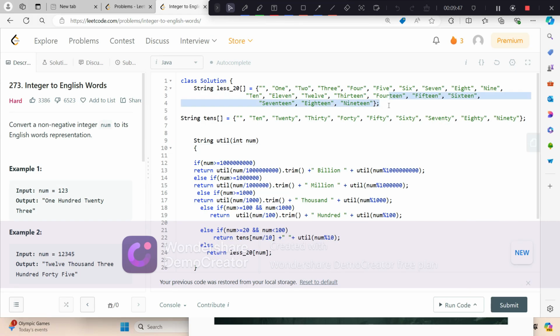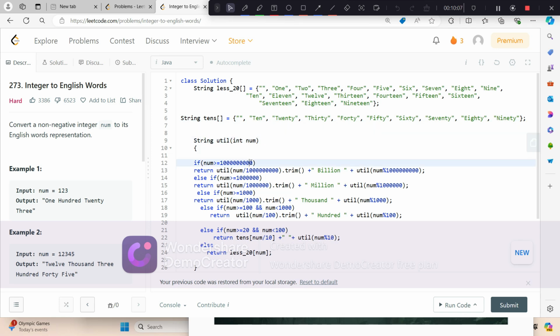So you can see here, this is our less than 20 array of values. Okay, starting at 0 we are giving just a null string, and then till 19. And this second set is starting from a null value, then 10, 20, 30, till 90. Now this is our recursive function.